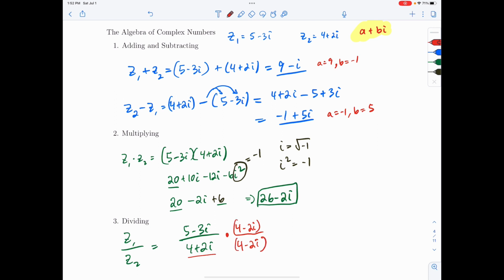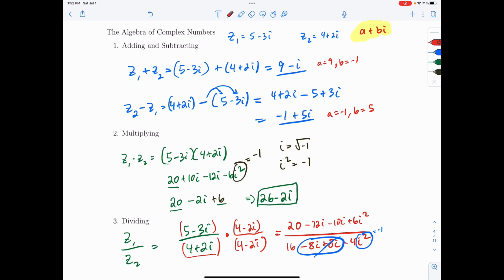Okay, and then I'm just going to multiply the tops and bottoms together. So I get 20 minus 12i minus 10i plus 6i squared. And then we'll simplify that here in a minute. And then in the denominator, 16 minus 8i plus 8i minus 4i squared. So what's going to happen when we multiply by the conjugate? These middle terms are always going to cancel. And then i squared is negative 1. Okay, so in the denominator, we're going to have 16 minus 4, but that negative 4 is going to multiply by negative 1. So it's 16 plus 4 in the denominator.